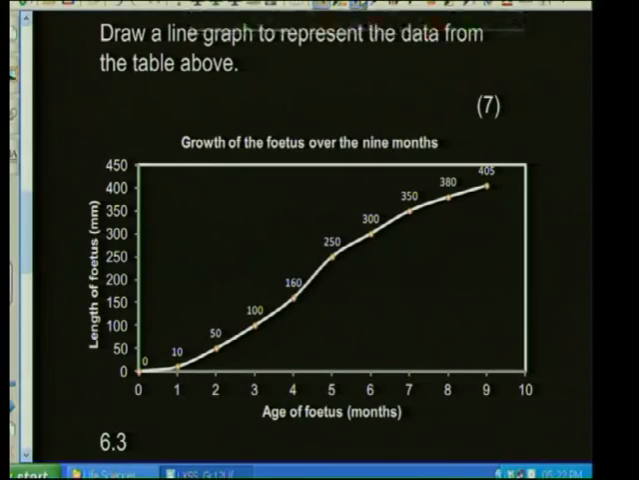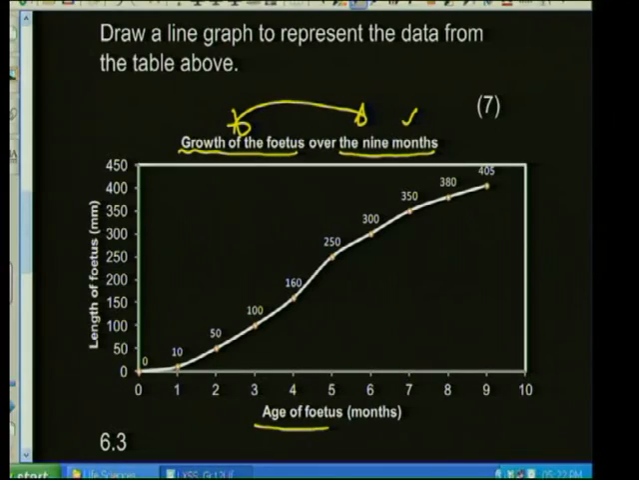Most important is to include the two variables. In this case, one was growth of the fetus, and the other is over time, in this case over 9 months. Be more specific because they told you 9 months there. You're going to get 1 mark for that heading if it has both these variables. If any one thing is missing, you won't get a mark. You do not have to put units in the heading. The units go with the axis headings. That means the x-axis, age of fetus in months, and length of fetus in millimeters, that's where the units go.